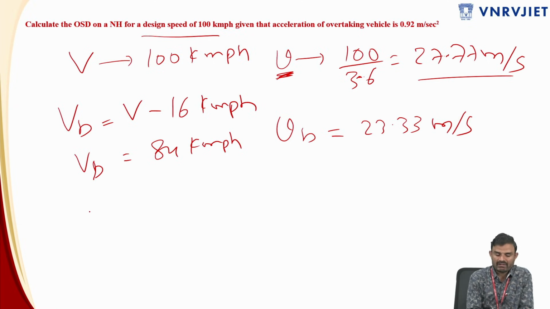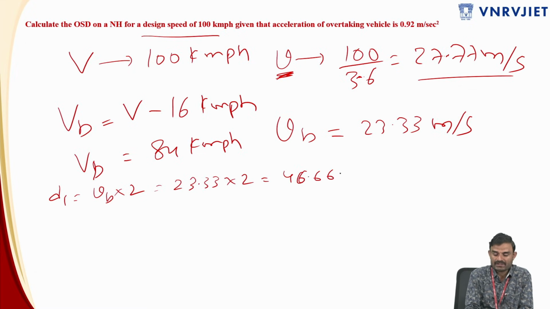Once we get the values of V and VB, we are going to get the value of D1. D1 is VB, even though it is vehicle A, traveling during the reaction time, which is taken as 2 seconds, fixed in terms of OSD, and the speed is VB. So that is 23.33 into 2, which is 46.66 meters. So distance equals speed multiplied by time, in meters.